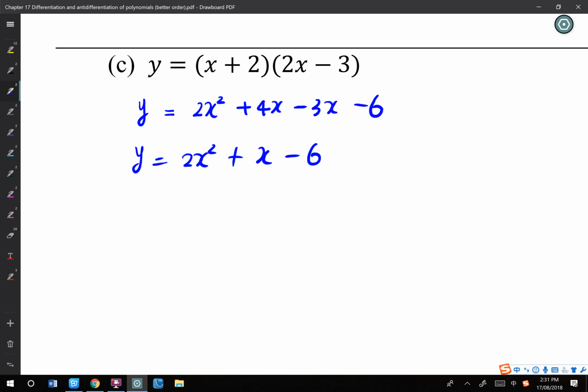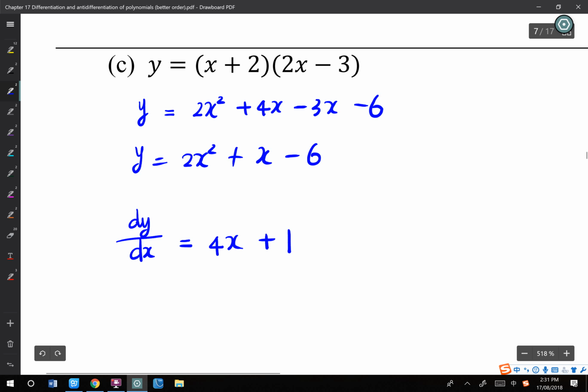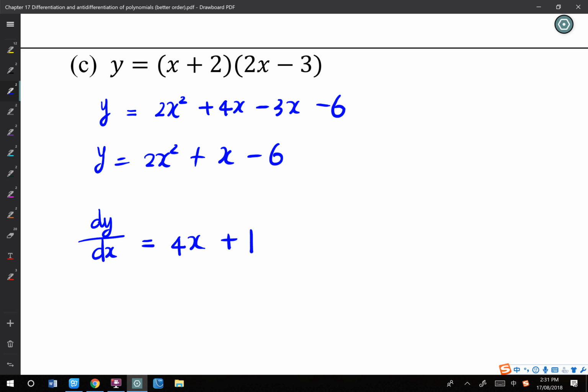It's a single x to the power of n. Then I can find the derivative. It's a good form to find the derivative. So dy/dx equals 4x plus 1. Any questions?